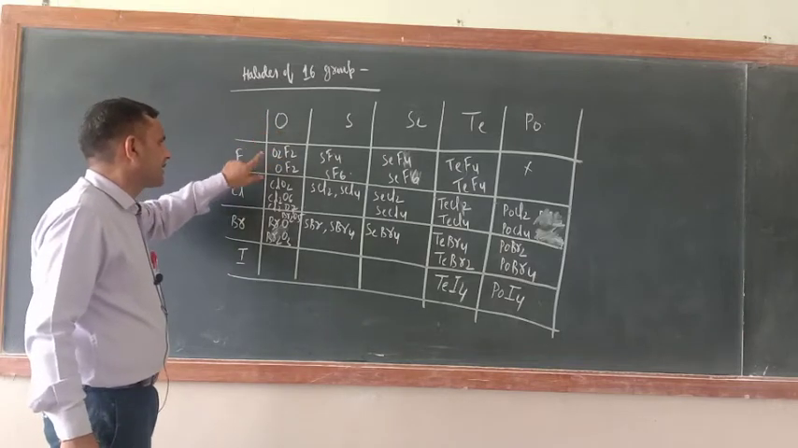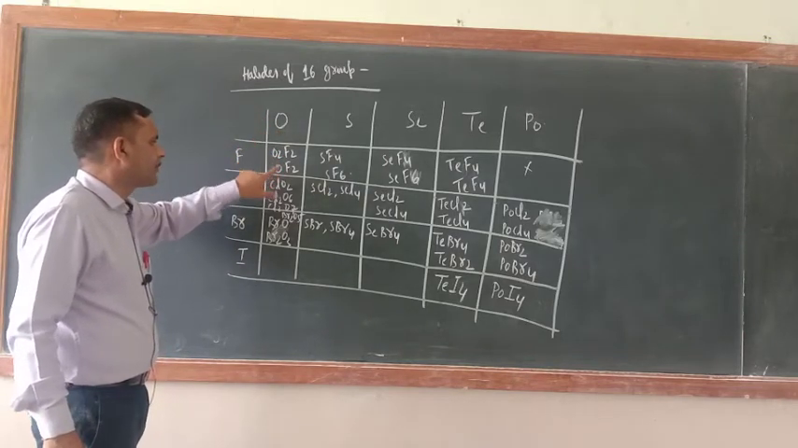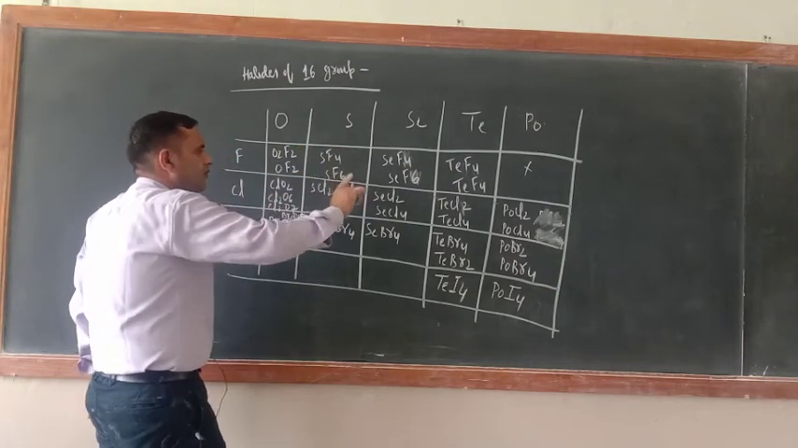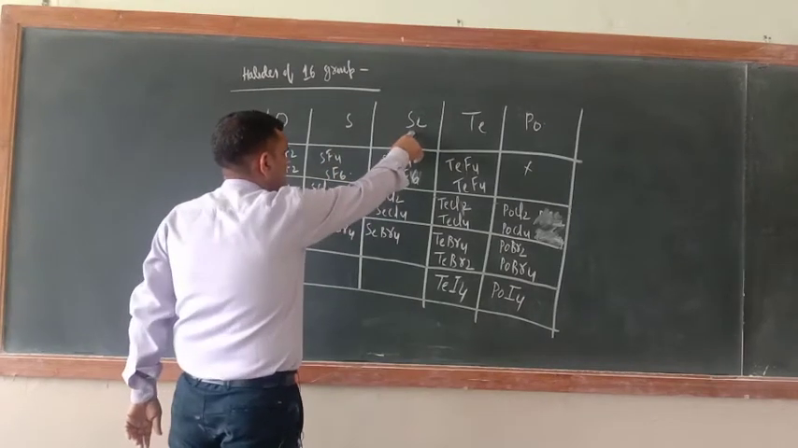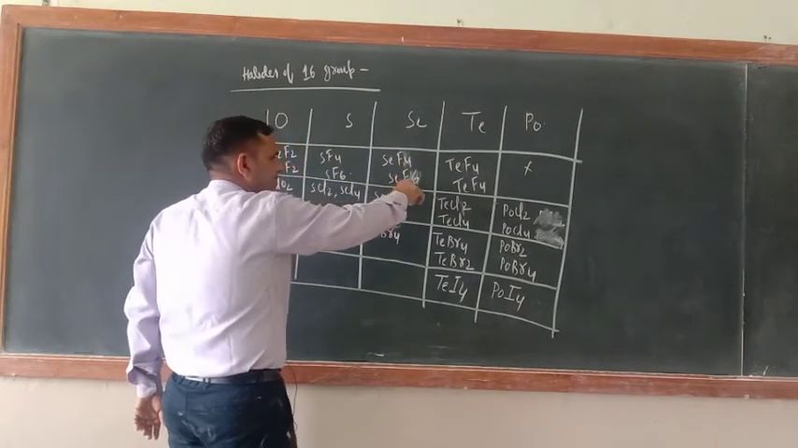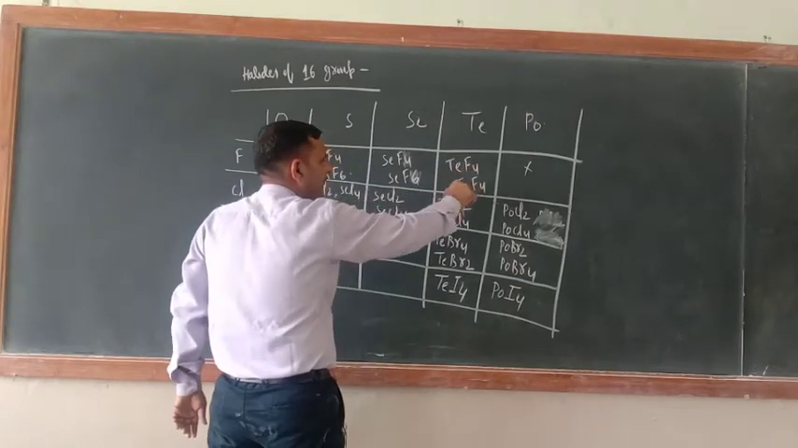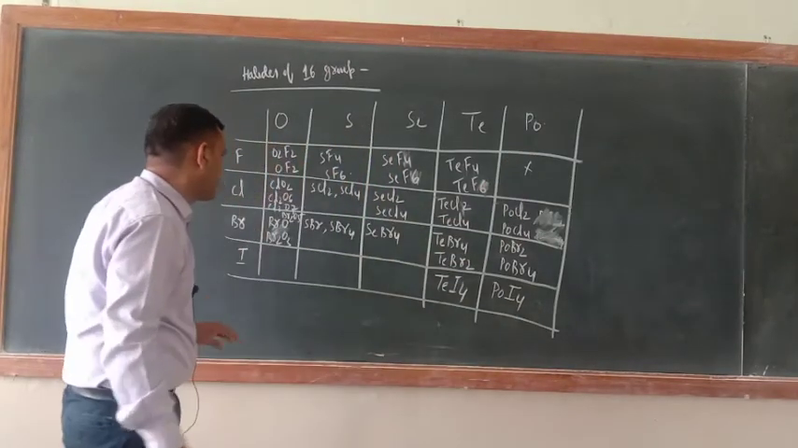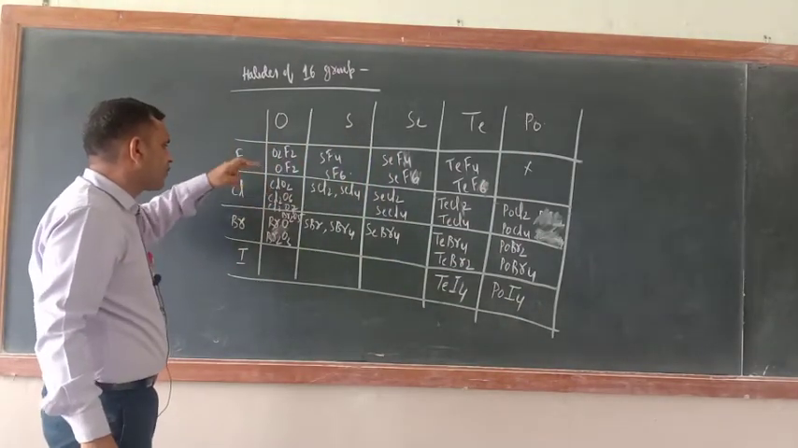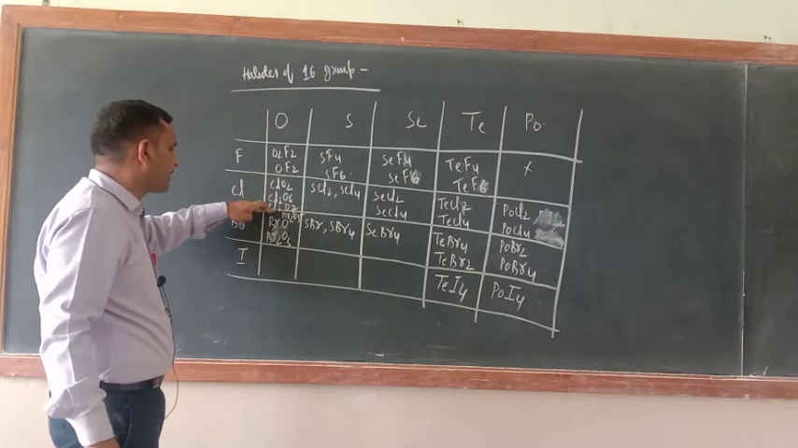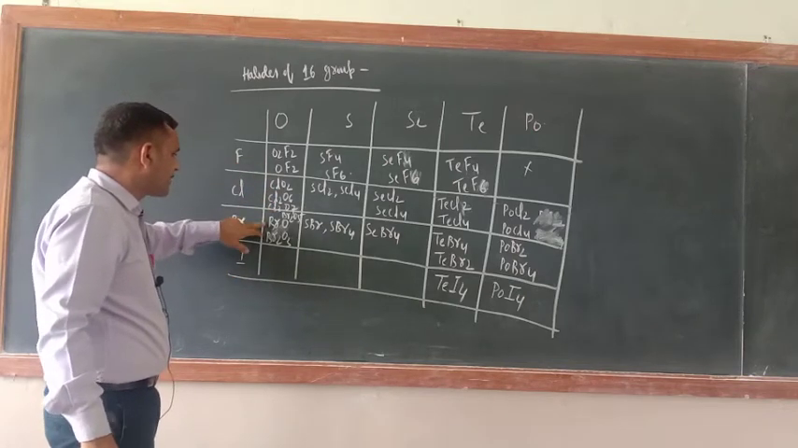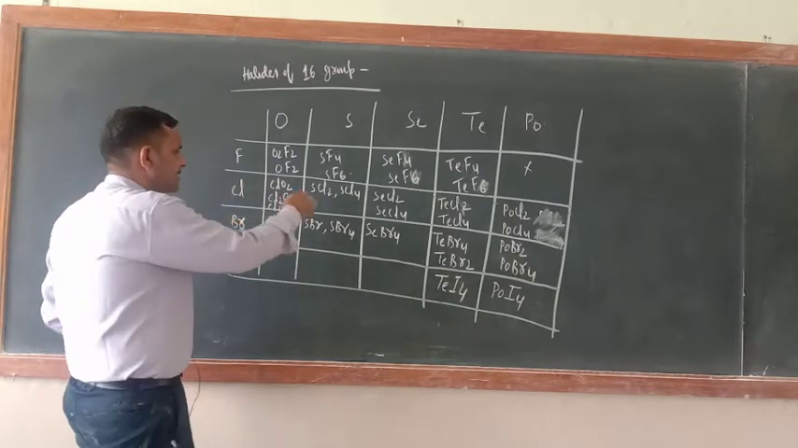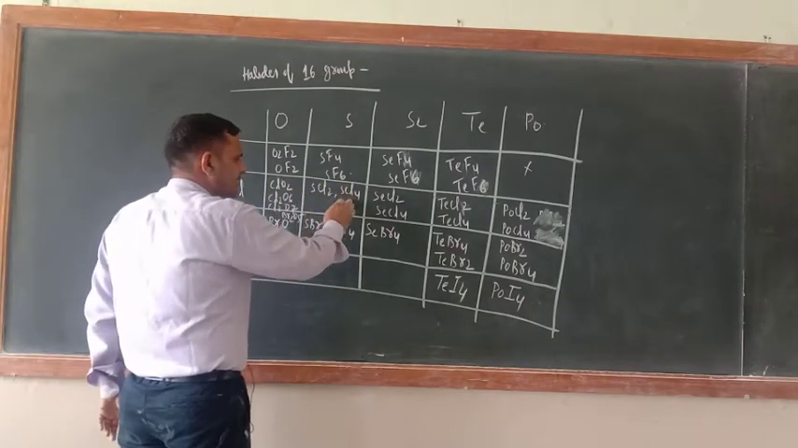See, oxygen is forming two fluoro compounds, O2F2 and OF2. Sulfur, many are there, but basically these are the two popular ones: SF4, SF6. Selenium, SeF4, SeF6. Tellurium, TeF4, TeF6. Okay. Now polonium is not forming with fluorine. Chlorine, just see, ClO2, Cl2O6, Cl2O7. Okay. With bromine, what is there? BrO, Br2O3, Br2O5. Now chlorine with sulfur, SCl2, SCl4.